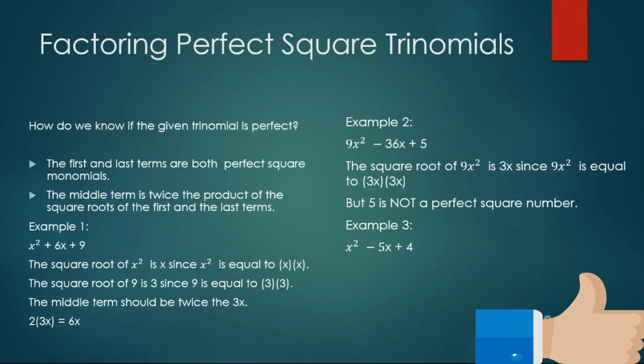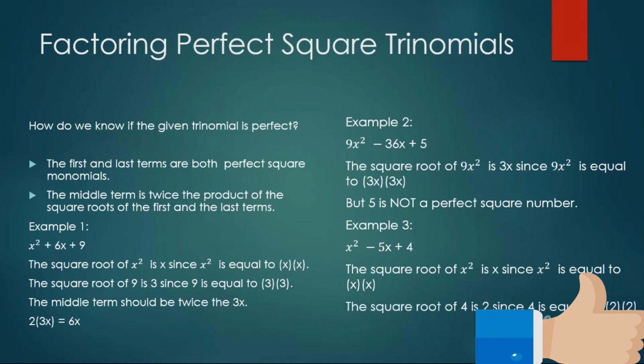Example number 3, x squared minus 5x plus 4. Kung titignan po natin yung first term, it is a perfect square number because the square root is x. Also, the last term is a perfect square number because the square root is equal to 2. But then, let's check the middle term.